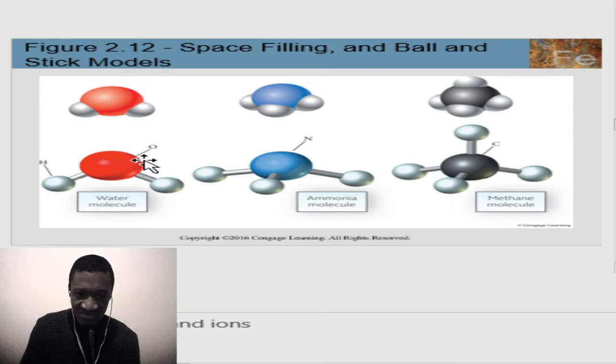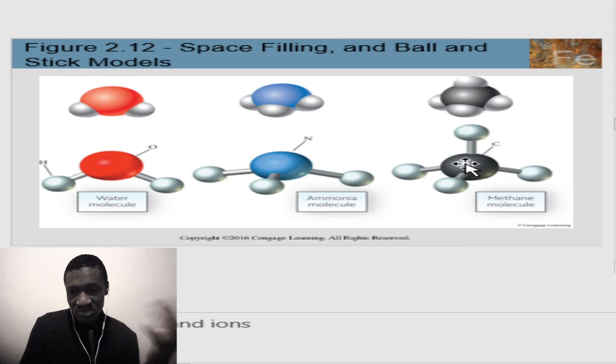Anytime you see red, oxygen. Anytime you see blue, nitrogen. Anytime you see black, carbon. And it's no accident that the color coding is that way. Carbon is mostly your wood structure. If you burn wood, what color do you get? Black.